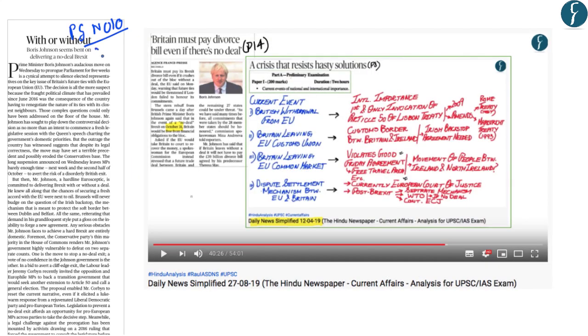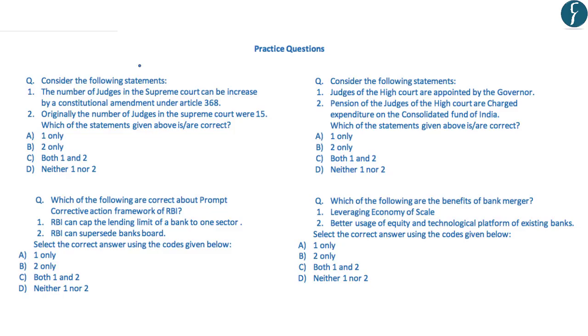Now, this editorial on page number 10 talks about the Brexit and especially talks about a no-deal Brexit. And various aspects of the Brexit have been covered in the Daily News Simplified of 27th August 2019, that is very recently. So you should go through this video and understand the various aspects of Brexit from your exam point of view. Now after today's discussion, you should try and answer these questions, and the answer for these questions will be displayed after 5 seconds.